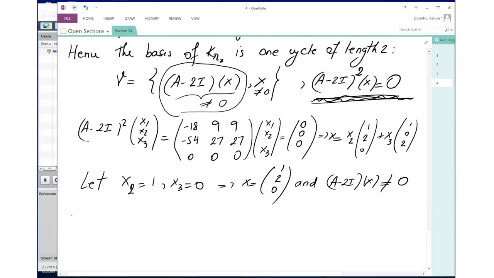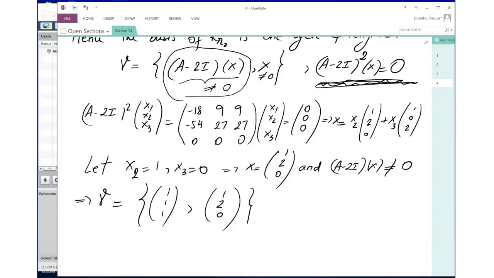So what is gamma in fact? x was the second one, right? And when you apply A minus lambda identity to it, you actually get (1, 1, 1). And that's what will happen when you apply it.